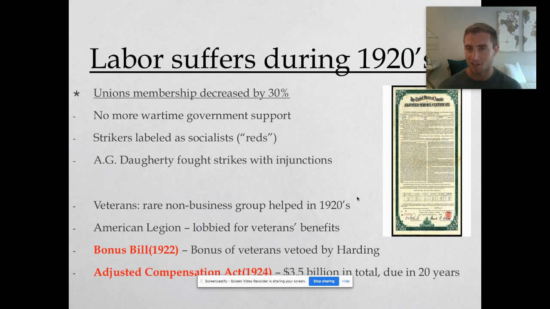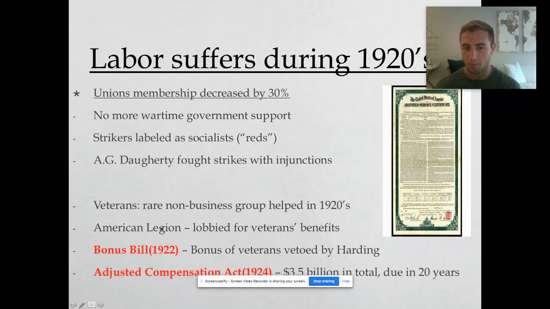Union membership is going to decrease by 30% in the 1920s as they don't have support from the federal government, and obviously because of the Red Scare and strikers being labeled as socialists or communists, what have you. And again, Dougherty is going to fight strikes with injunctions and no help from the federal government. The one worker group that successfully gets help from the federal government is veterans.